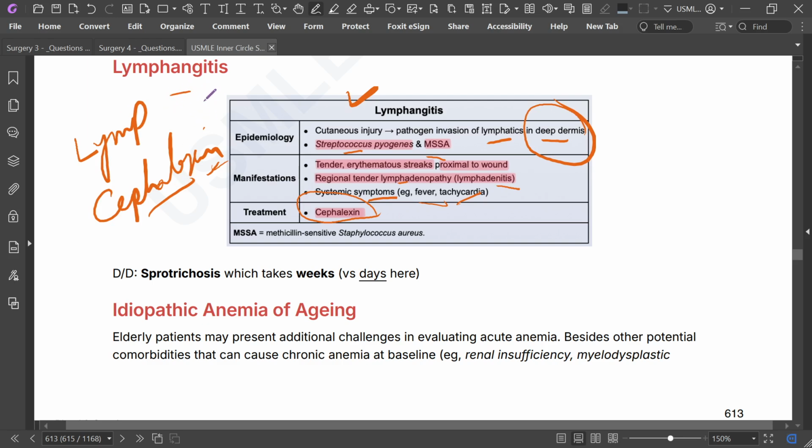Lymphangitis, deep dermis. The differential is sporotrichosis, which takes weeks to grow, but lymphangitis happens within days. So it is important: sporotrichosis takes weeks to grow.